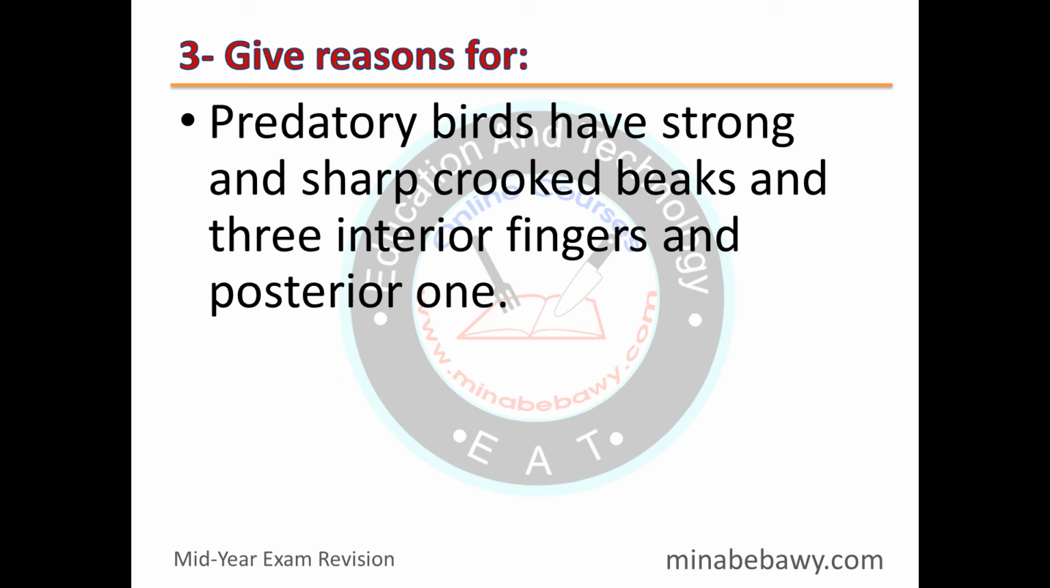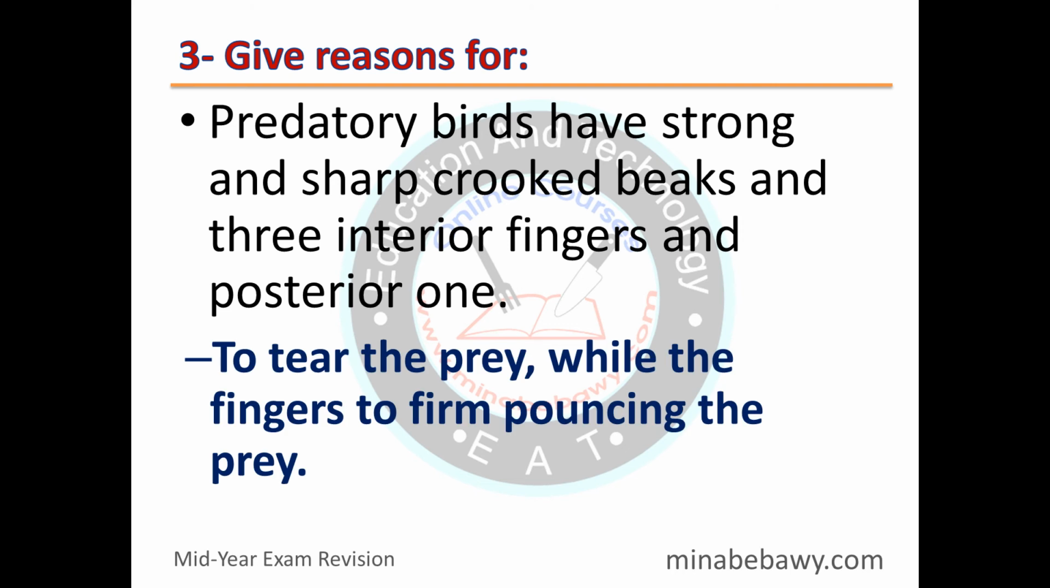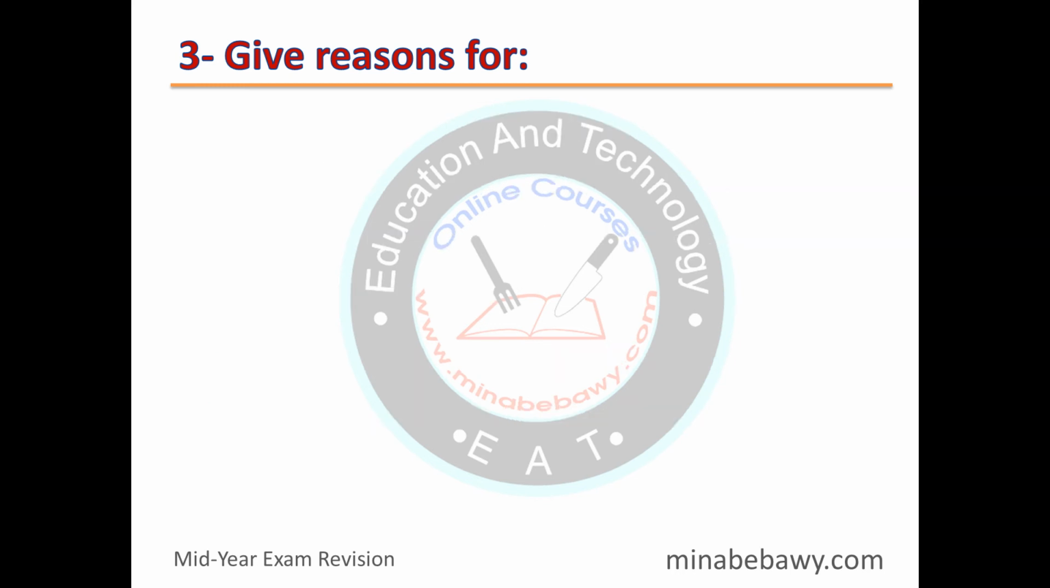Predatory birds have strong and sharp crooked beaks and 3 anterior fingers and 1 posterior, the beak to tear the prey, while the fingers are to pounce on the prey and catch it firmly.